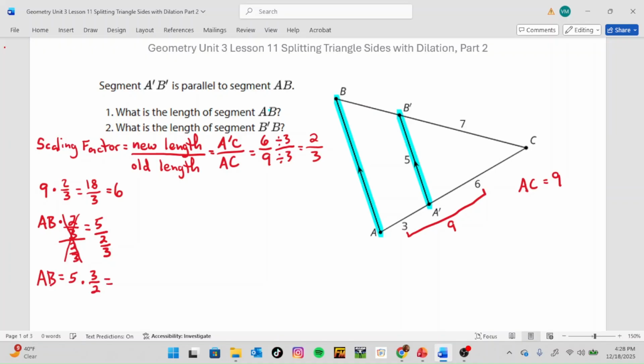Now I multiply across the top. 5 times 3 is 15. I've got a 2 on the bottom, and 15/2 is 7.5. So length AB is 7.5 units.